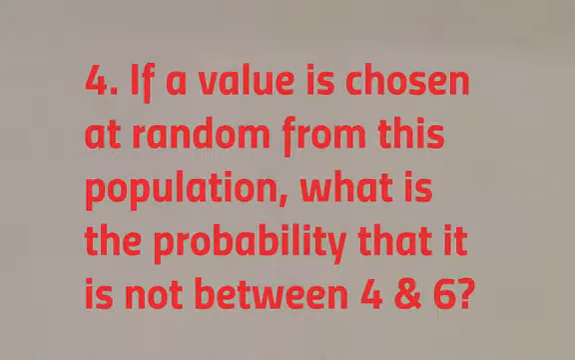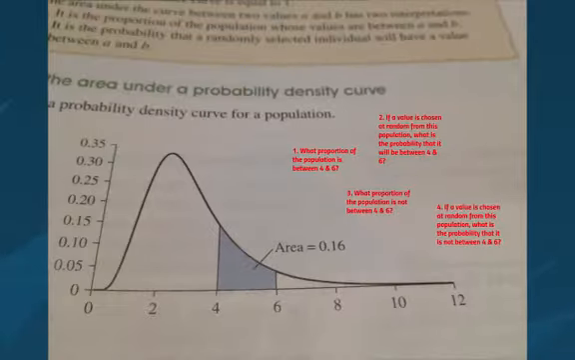And finally, if a value is chosen at random from this population, what is the probability that it is not between 4 and 6? Okay, so we are looking at the probability that a value chosen would not be between 4 and 6. Okay? So make sure you write your answers down, and we will cover them. I will give you the answers in class.